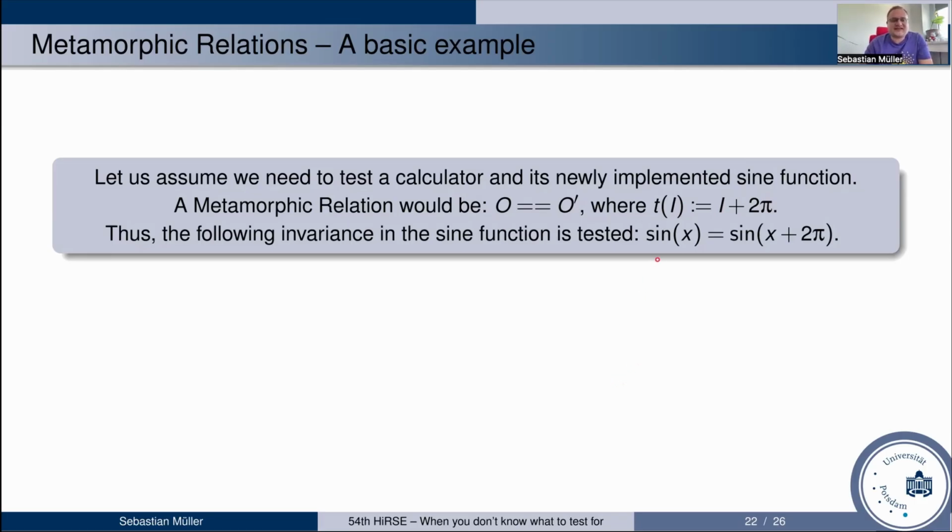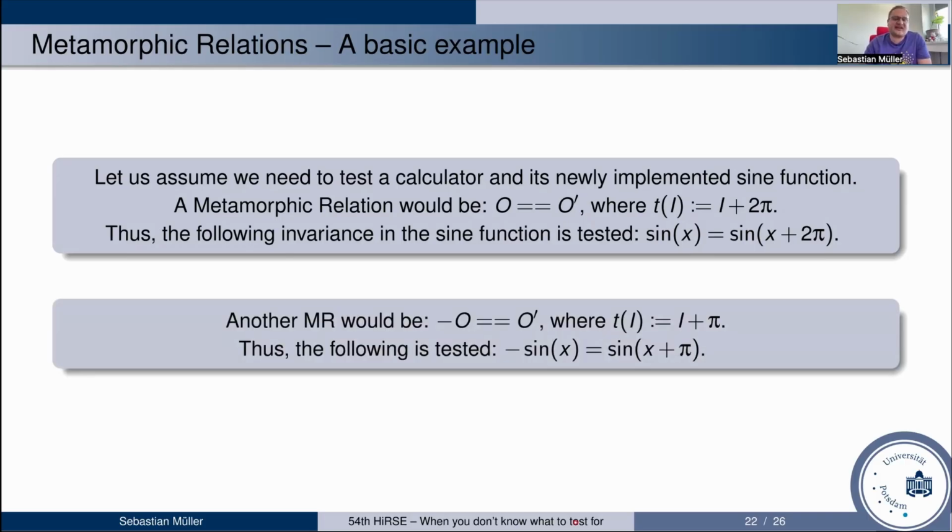So what we're testing is this invariance of this transformation, where we're taking sine of x as our original output. We are checking that sine of x plus 2π is the same as sine of x. So we have found one metamorphic relation in a maths-based system.